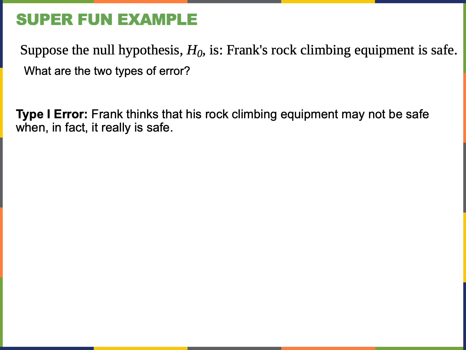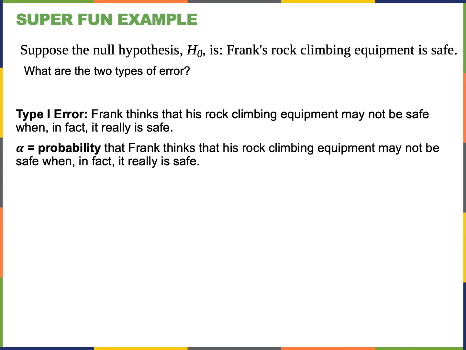A type 1 error could be that Frank thinks his rock climbing equipment may not be safe when in fact it really is safe. So it's true, but he thinks it's not true. The null hypothesis is true, but he is rejecting the truth. He thinks that his rock climbing equipment is not safe when in fact it is. So that would be alpha. Alpha would be the probability that Frank thinks his rock climbing equipment may not be safe when in fact it really is safe.